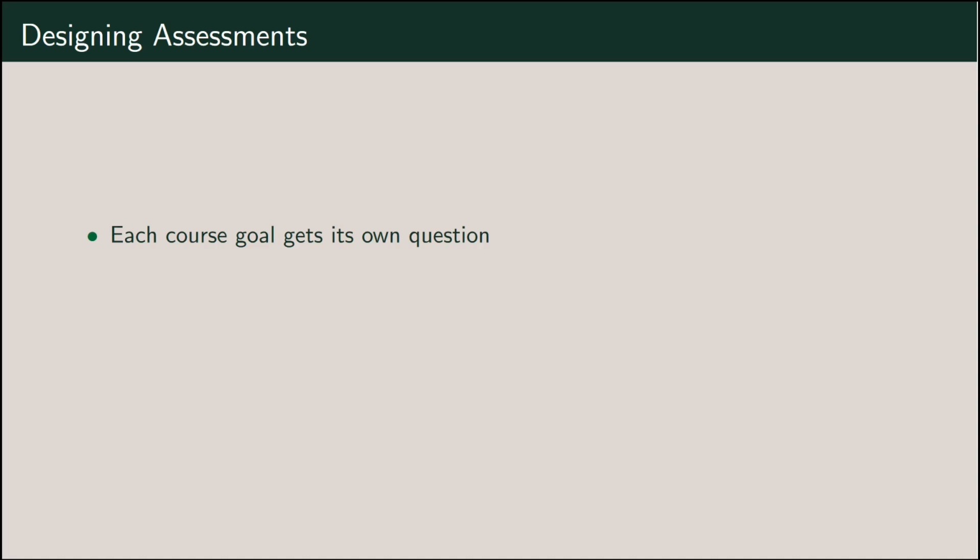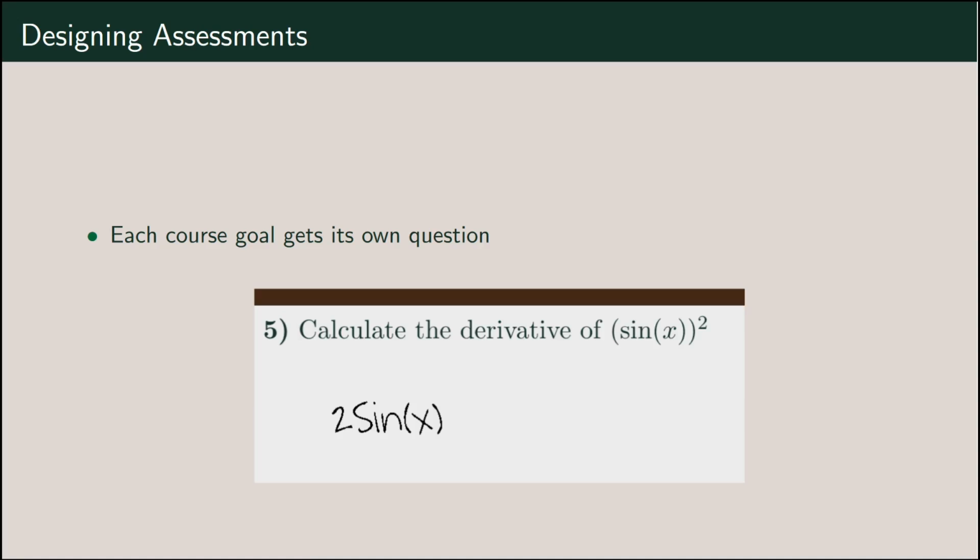Whether a student knows one skill can affect my ability to accurately measure the other. For example, suppose I wanted to know whether a Calc 1 student knew the derivative of sine of x. I could include this as part of a chain rule problem. Calculate the derivative of sine of x squared.